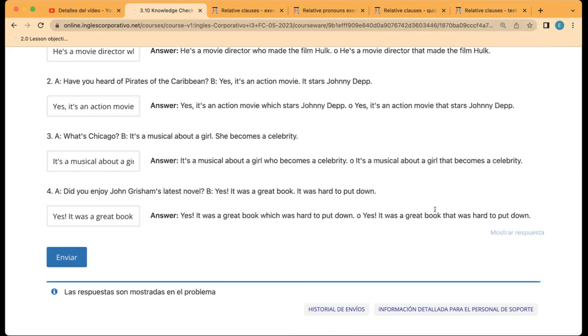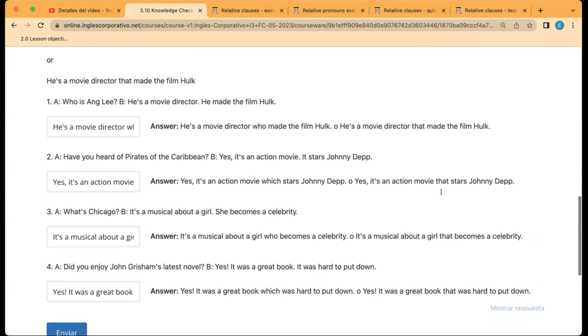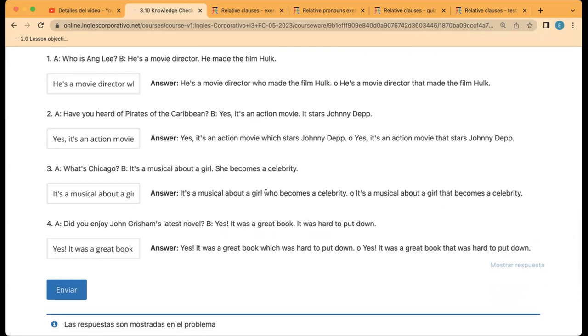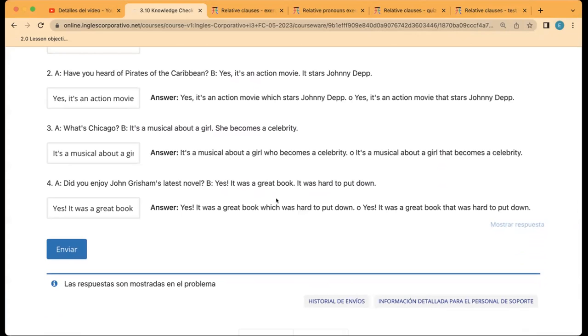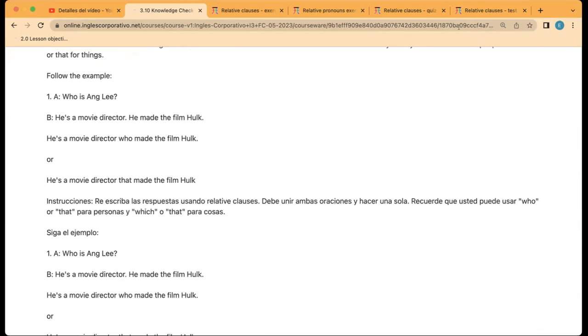And then look, all the answers exactly. For the person, it is who or that. For the movie, which or that. For the person, who or that. And then, of course, for the book, which or that. Okay. Is that better? Yes, it is. Yes, teacher.